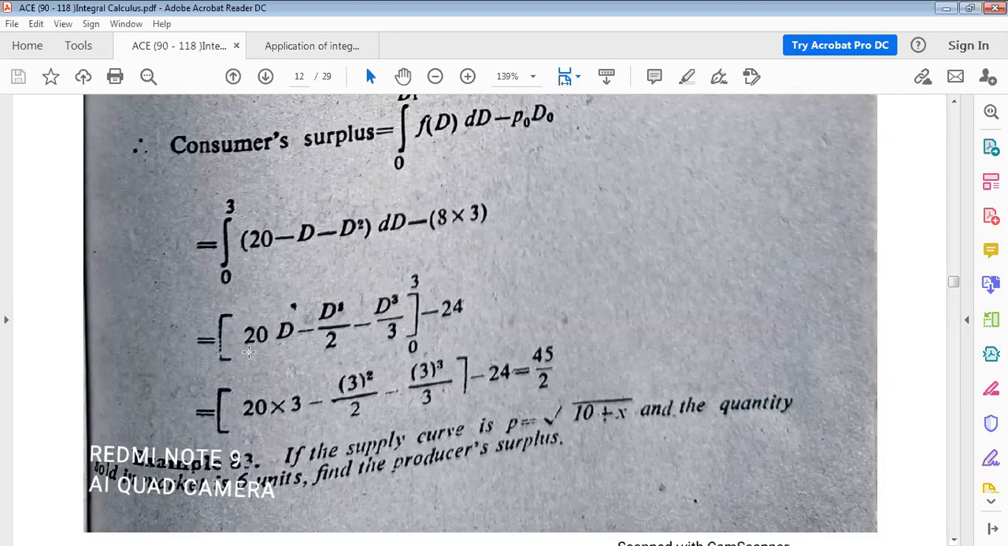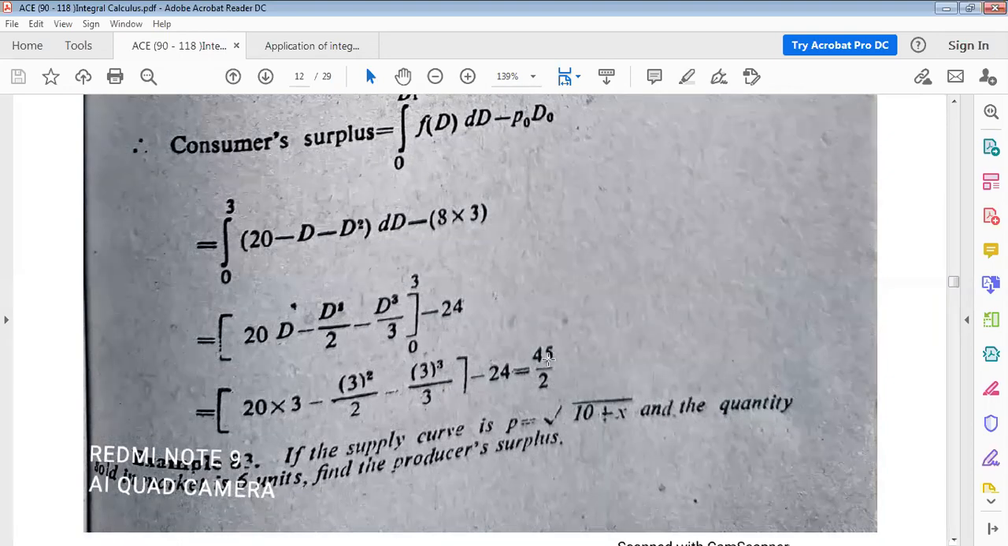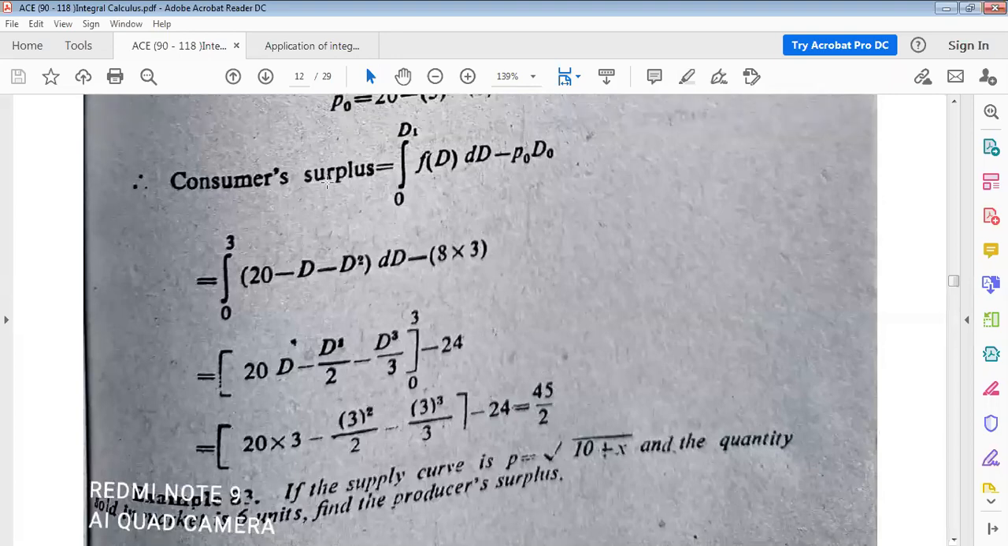Now putting the upper limit and lower limit, 0 to 3. Putting D equals 3 we get this. Putting D equals 0 we get 0. So this is actually the result for the consumer surplus.